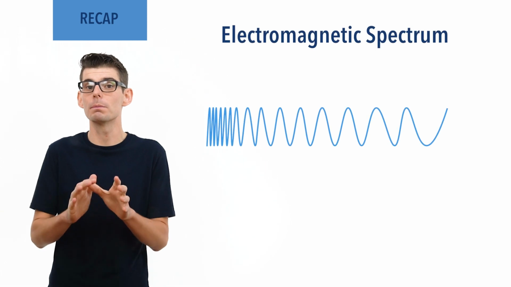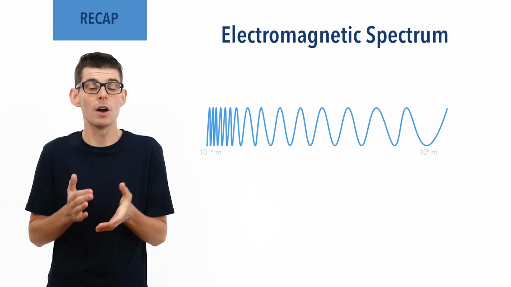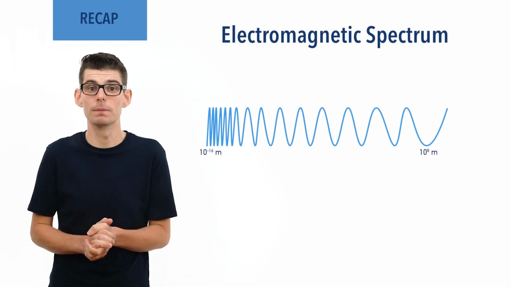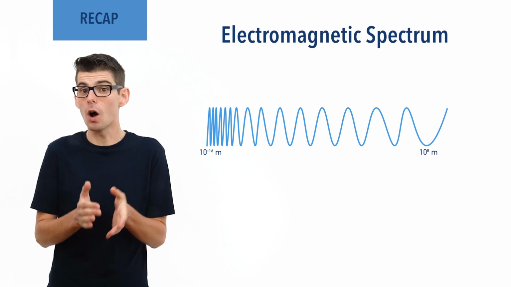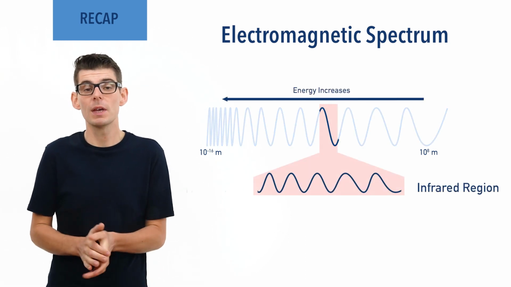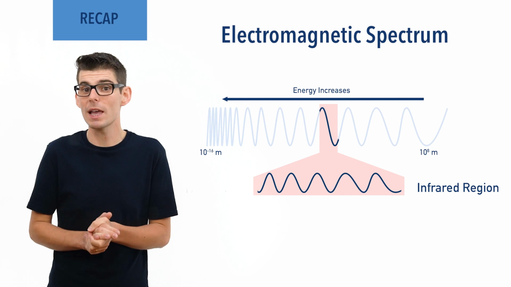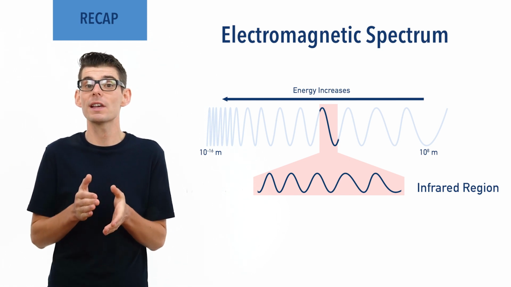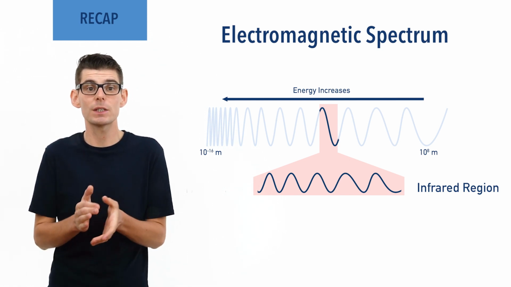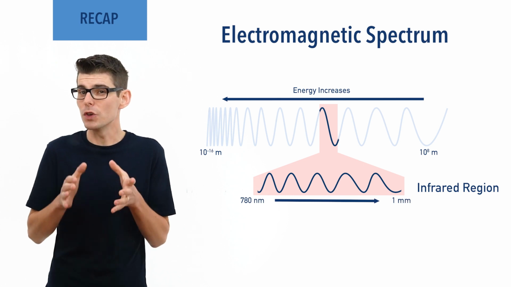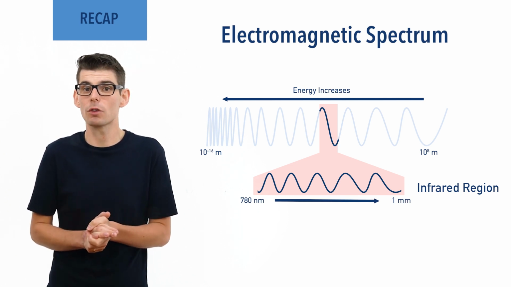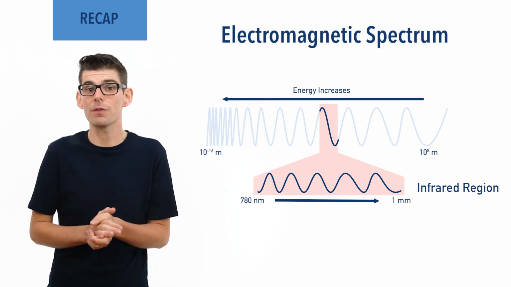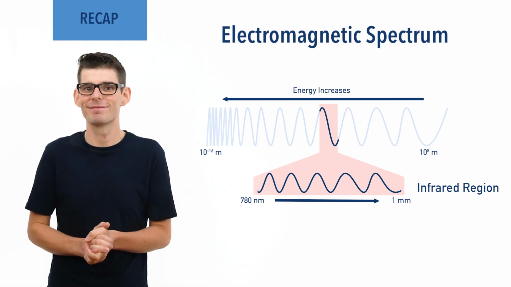The electromagnetic spectrum refers to a complete range of wavelengths of electromagnetic radiation. The infrared or IR part of the spectrum describes electromagnetic waves with a wavelength between 780 nanometers and 1 millimeter. The shorter the wavelength of an electromagnetic wave, the higher its frequency and its energy.